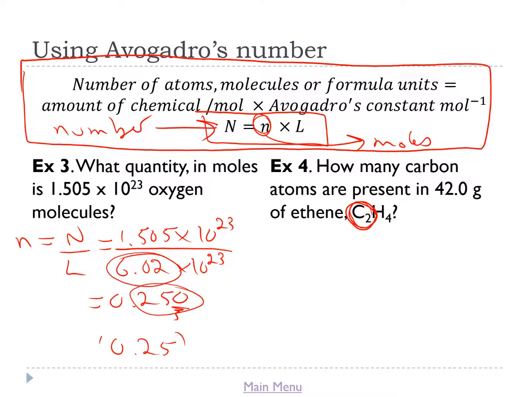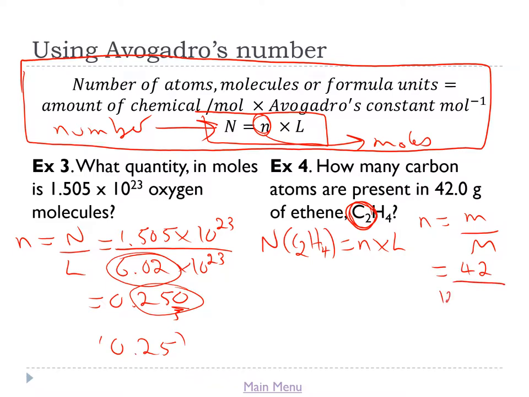So we've got our equation. So we've got number of molecules, C2H4, equals n times L. But we've got a little problem. We don't know the number of moles of ethene, so let's work that out. Number of moles of ethene equals the mass over the molar mass. That is 42 over 12 times 2, because that's 2 lots of carbon, plus 4 times 1, 4 lots of hydrogen, and that will come to 1.5 if you do that maths.